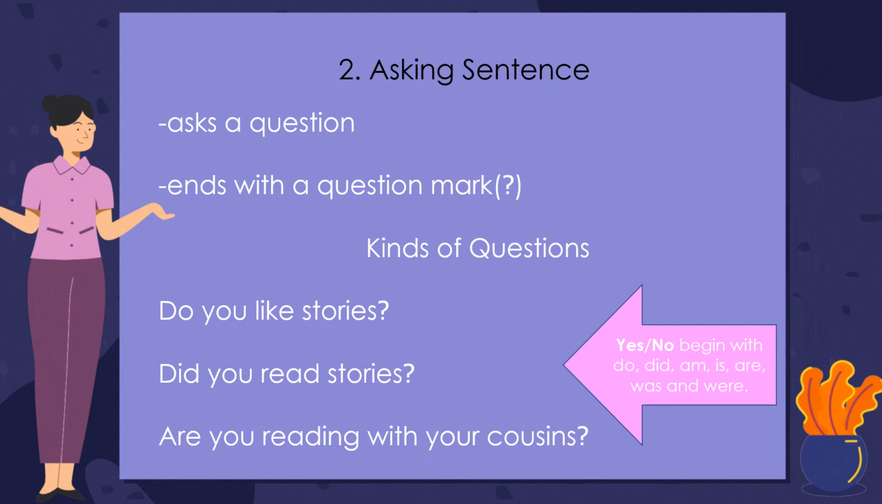Yes or no questions may begin with do, did, am, is, are, was, and were. When asking yes or no questions, use the rising intonation at the end. Listen again. Do you like stories? My voice rises at the end part of the question.